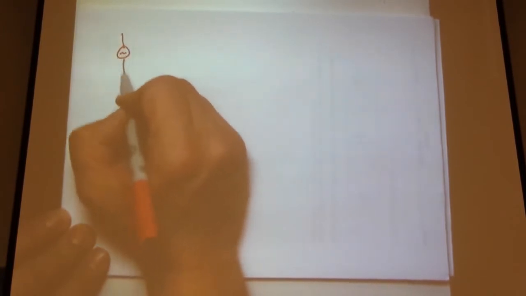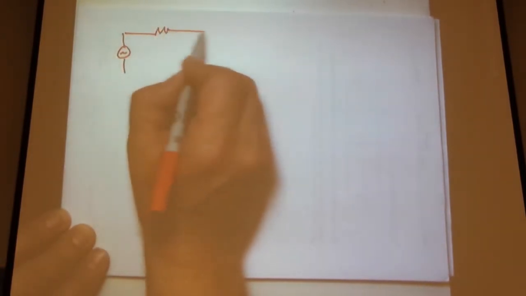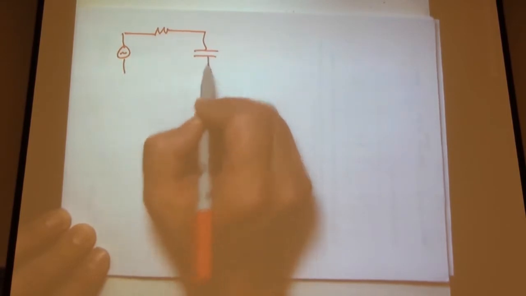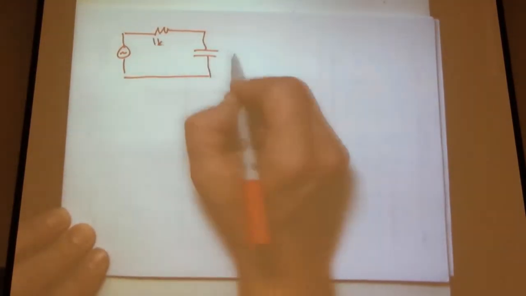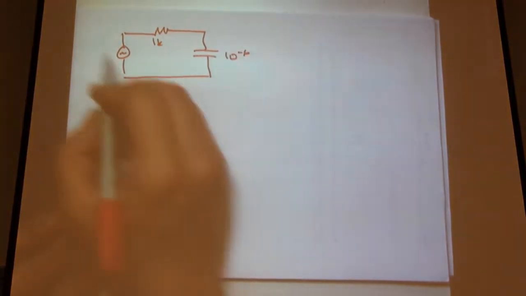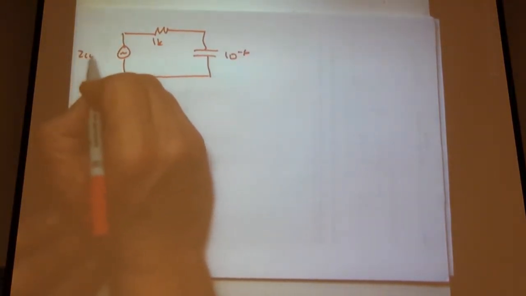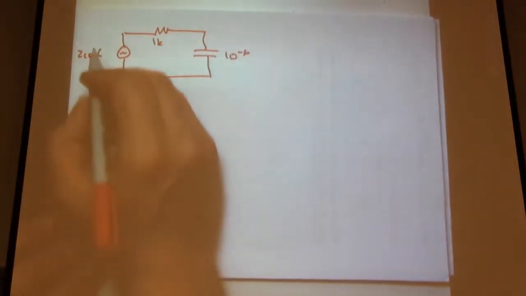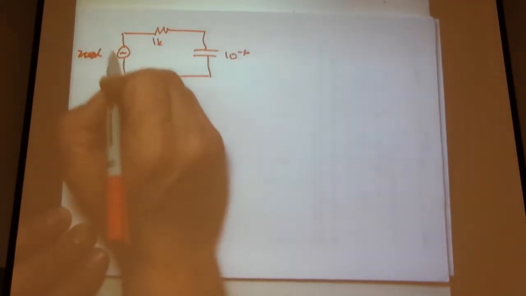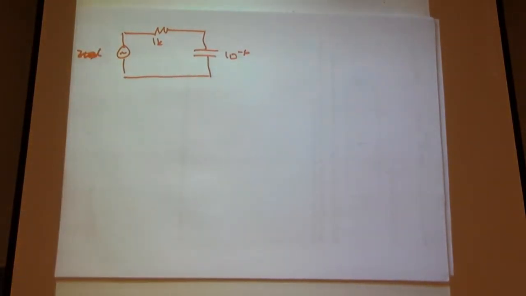So, to go back to the circuit we looked at yesterday, and to revisit that, and as I promised, we'll get very tired of this circuit. Our RC circuit: 1K, 10 to the minus 6, and 2 cosine. I didn't give myself much room.